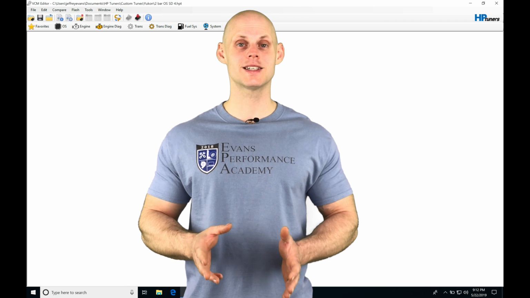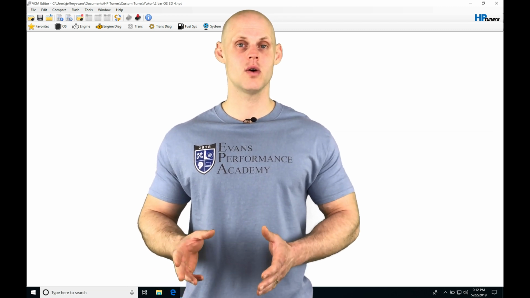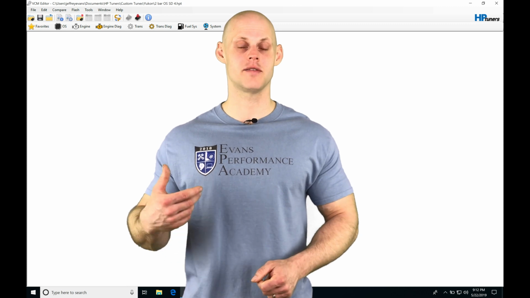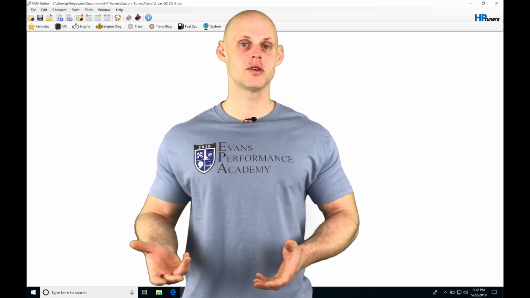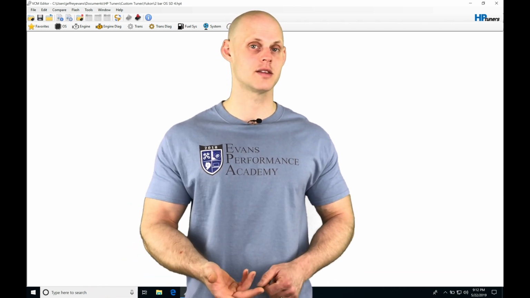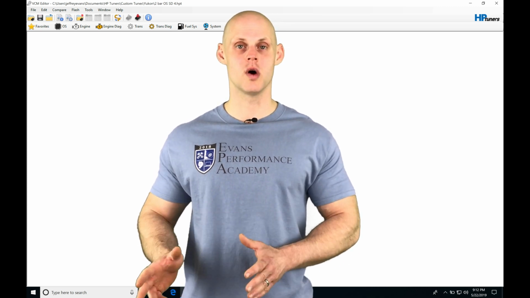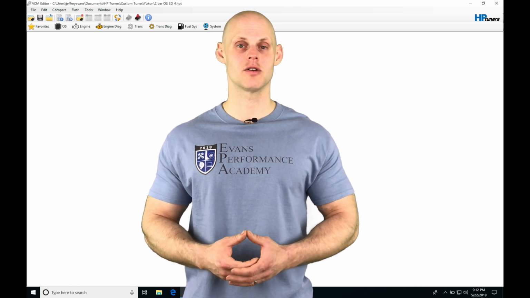Now, that's going to come from two different tables in our actual calibration file. We have an air mass registration table and a desired air fuel table. Both of those combined are going to give us a fuel mass and then convert it into an injector pulse width. I'm going to break down what tables do what, and how we can take a look at this in our VCM scanner.